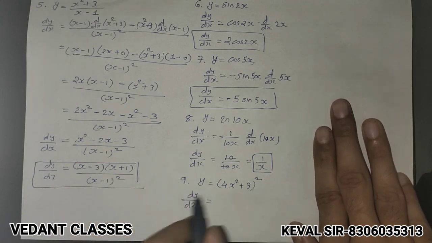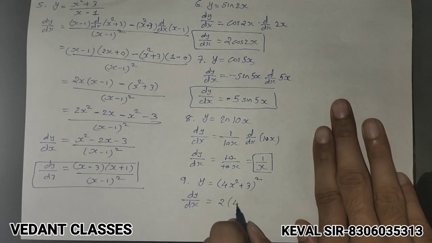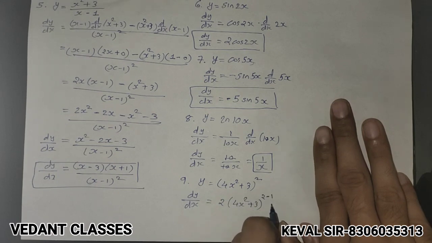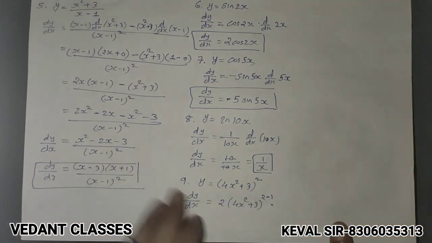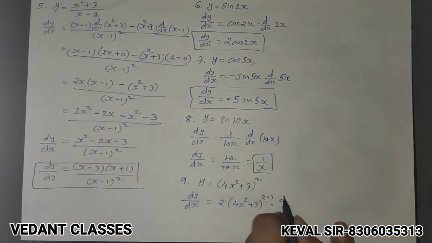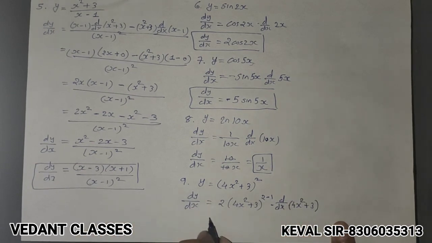Okay, so carry out the derivative of the power, that will be 2 in bracket 4x square plus 3 raised to 2 minus 1, and then you need to carry out the derivative of this function. So this will be d by dx of 4x square plus 3, right? So the derivative of this will be 4 into 2, 8x raised to 1, and for this 3 it will be 0.